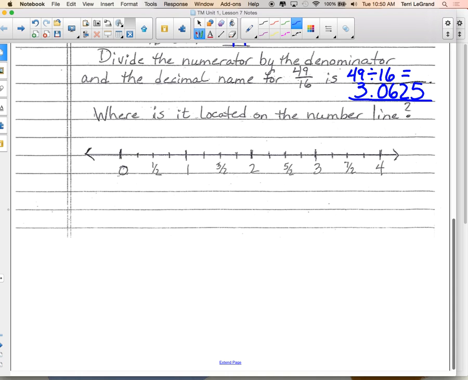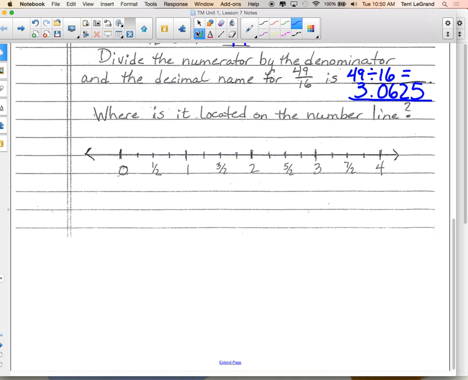Holly? So yeah, we need to be between 3 and what? 4. Okay, we've got to be somewhere between 3 and 4, don't we? Got to be somewhere in this region right here. Okay, so it's got to be somewhere there.